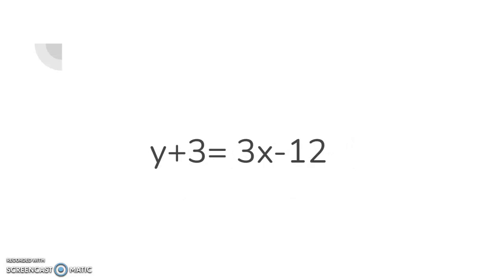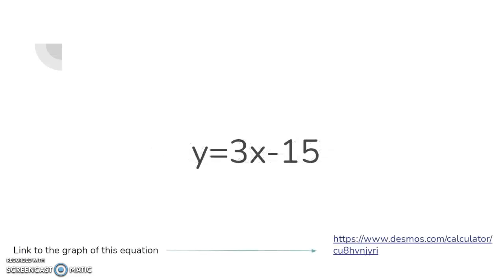So now that we have this, we're almost done, but we still have y plus 3. We're not trying to solve for that, we're trying to get y by itself. So we're going to subtract 3 from itself so it goes away, and then we're going to do -12 minus 3, because you can't subtract 3 from 3x because they're not the same. So that should be y equals 3x minus 15, and that is the final answer.